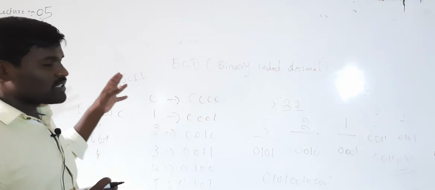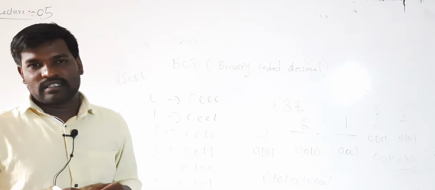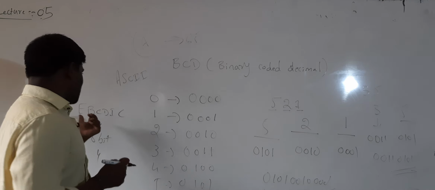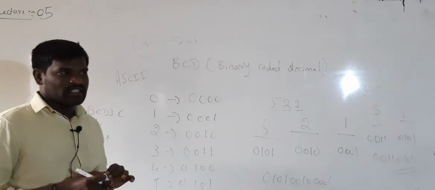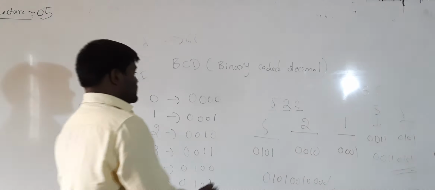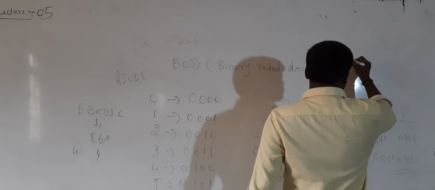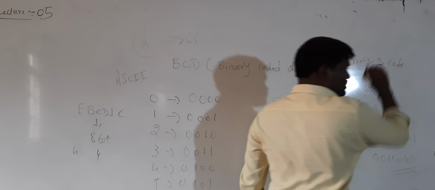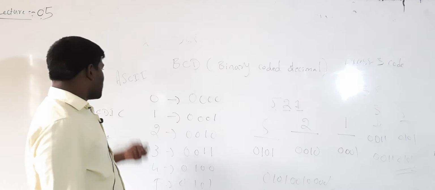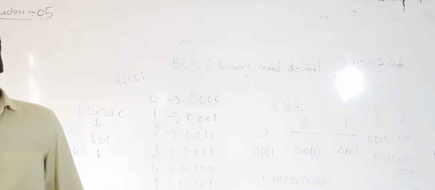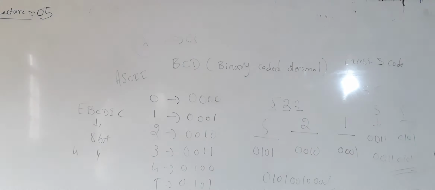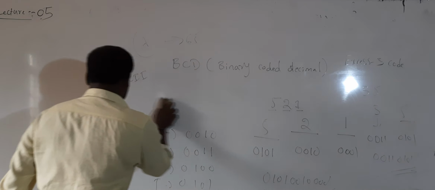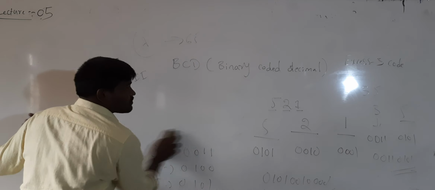Okay. So actually in computer codes there are types. The first one is BCD, the second one is ASCII, the third one is EBCDIC. Another one is the Excess-3 code. Again, in ASCII there are 2 types, ASCII 7 and ASCII 8. See here, Excess-3 code.